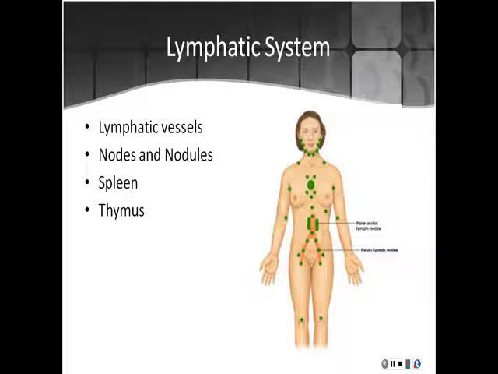Alright, so the lymph system consists of lymphatic vessels, nodes, and nodules, the spleen and the thymus. The lymph system returns tissue fluid to maintain blood volume. It also protects the body against pathogens and other foreign materials.